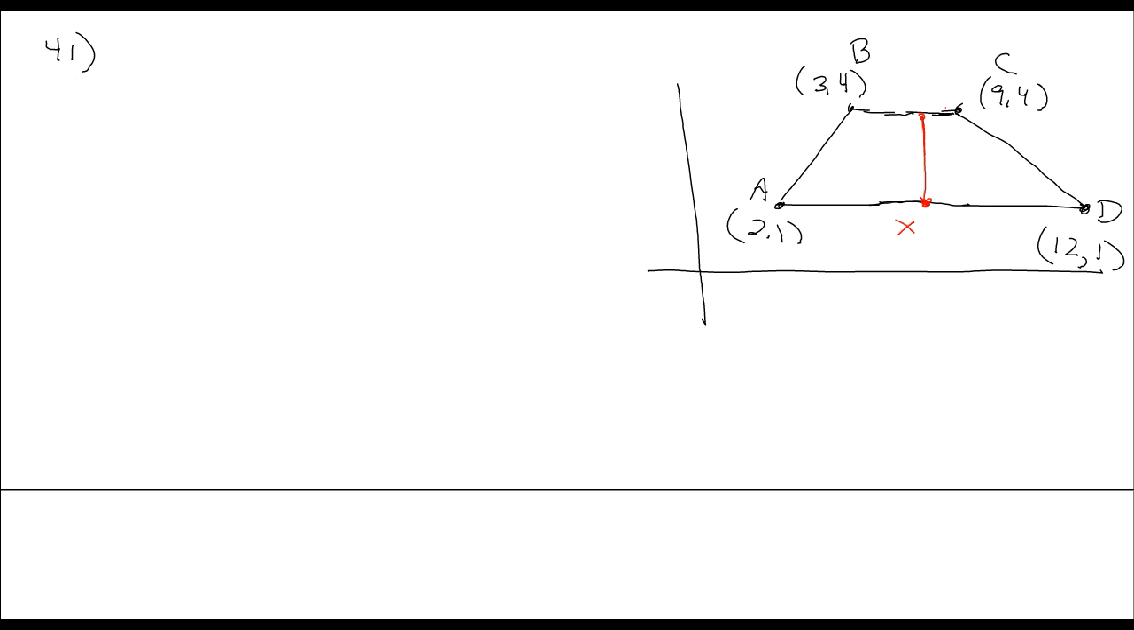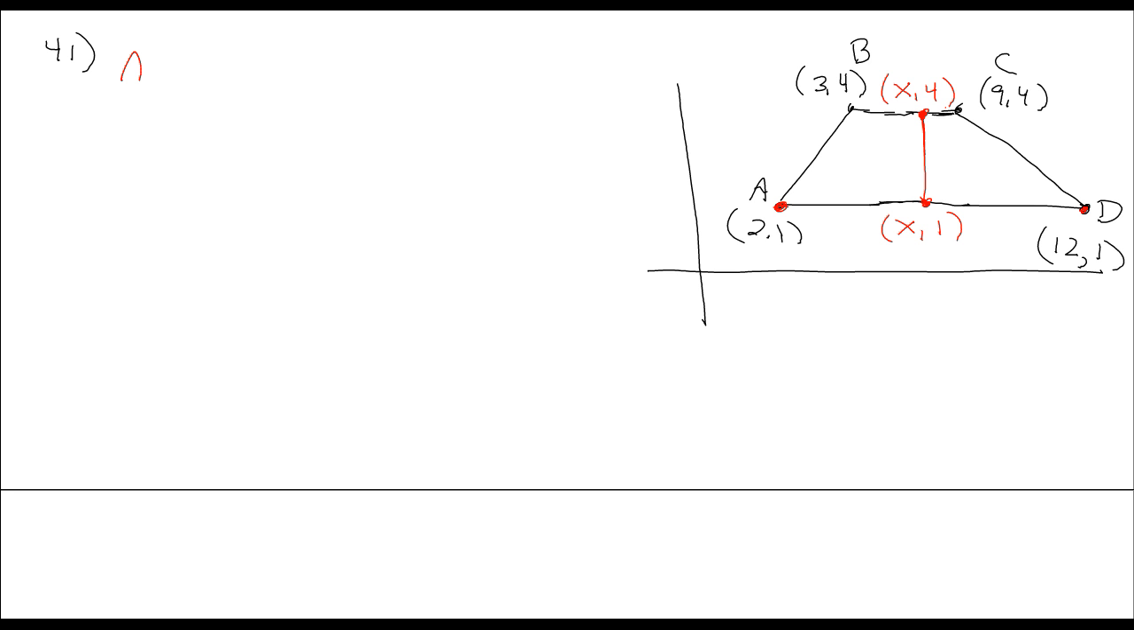Okay, so down here it's going to be (x, 1). And it's going to be 1 because it's in line with the A coordinate and the D coordinate. And so up here it's going to be the same x value, and the y value is going to be 4. Okay, so now we need the formula for the area of a trapezoid.